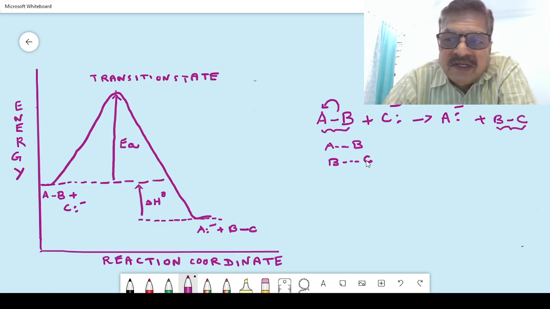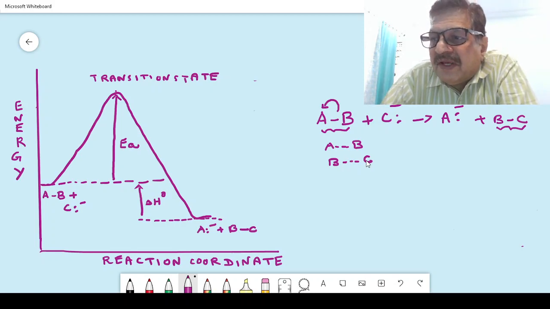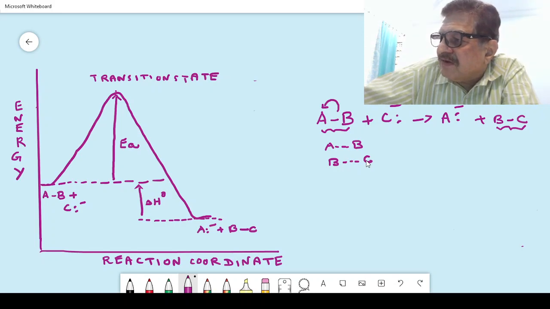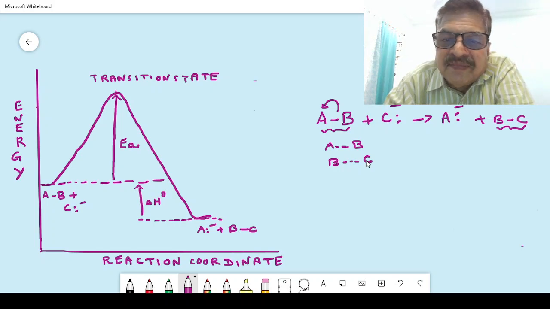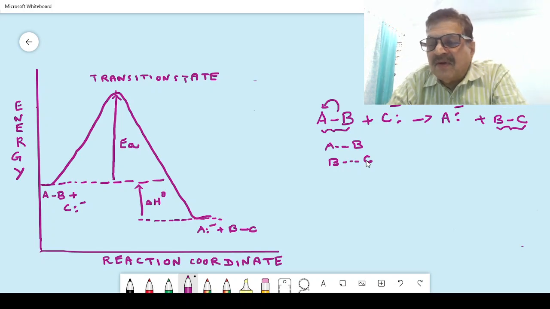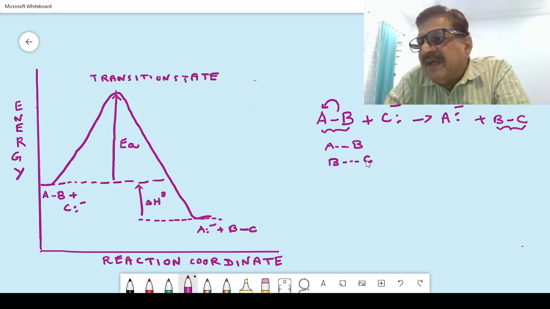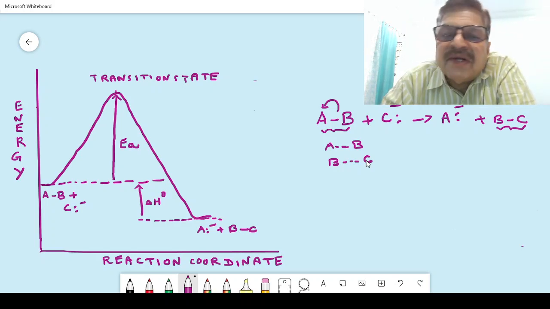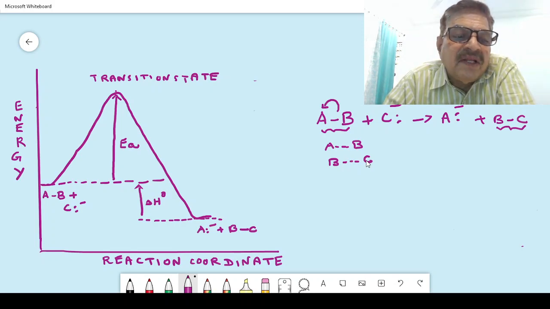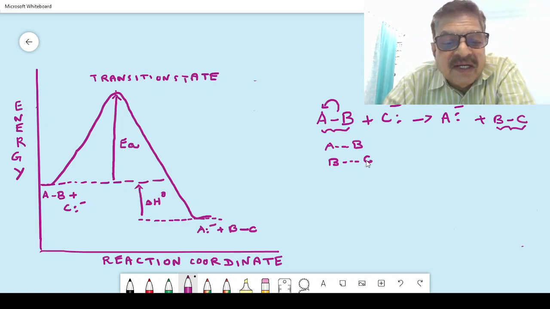Okay, now this transition state here. Now let us see what is this transition state. The transition state means, okay, this is the least stable configuration. Transition state is the least stable configuration through which the starting materials pass during their conversion into products. That is, the starting materials get converted into products.